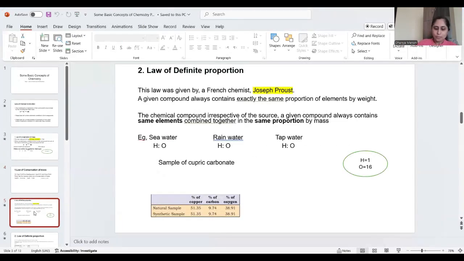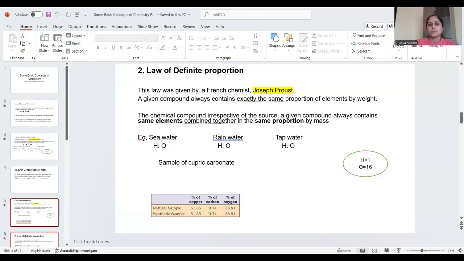Moving on to the second law, which is called the law of definite proportion. Okay. So this law was given by Joseph Proust. Now, this law states that irrespective of the source, a compound always contains the elements combined in the same ratio by mass. For example, the simplest example which I can give is water. Now, the formula of water is H2O, right?